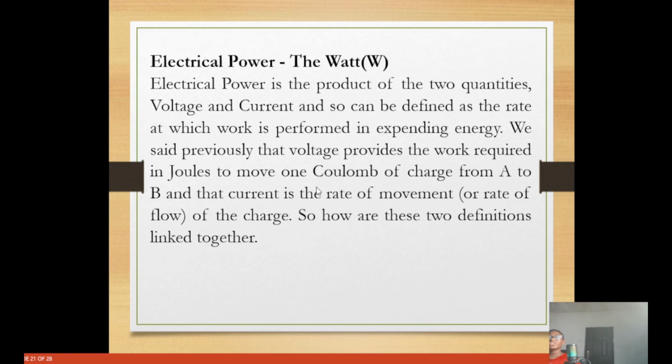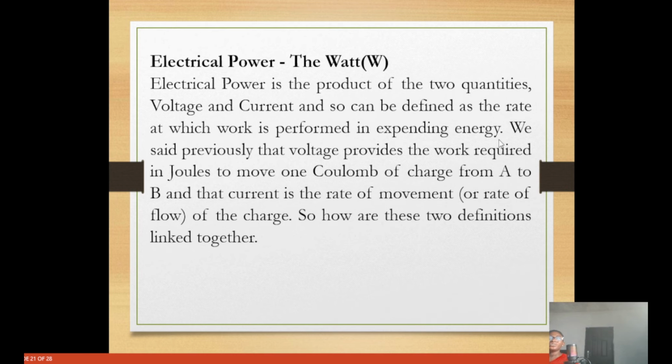So we have electrical power. Electrical power is the product of two quantities, the voltage and current. It is the product of the voltage and current. And so we can define it as the rate at which work is performed in expending energy.